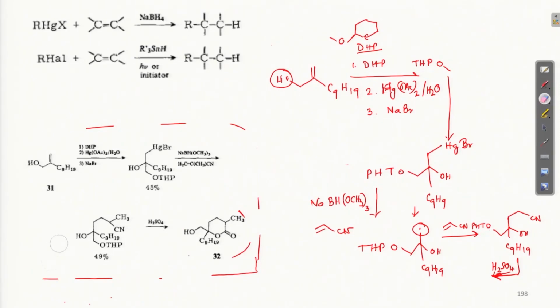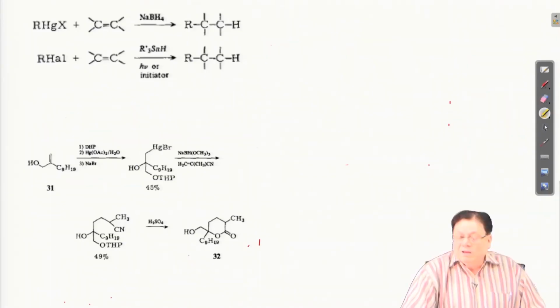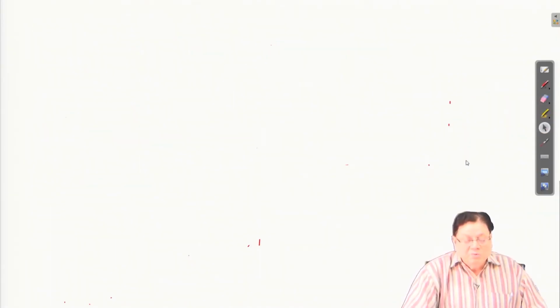So, let us see what is the next one. The next one should be the boron method, one example of the boron method. Remember that I told you that radicals are usually orthogonal to many of the natural functionalities. It preferentially adds to a double bond, carbon-carbon double bond, but then it does not want to add to a carbonyl, okay, because of the strength of the carbon-carbon bond.